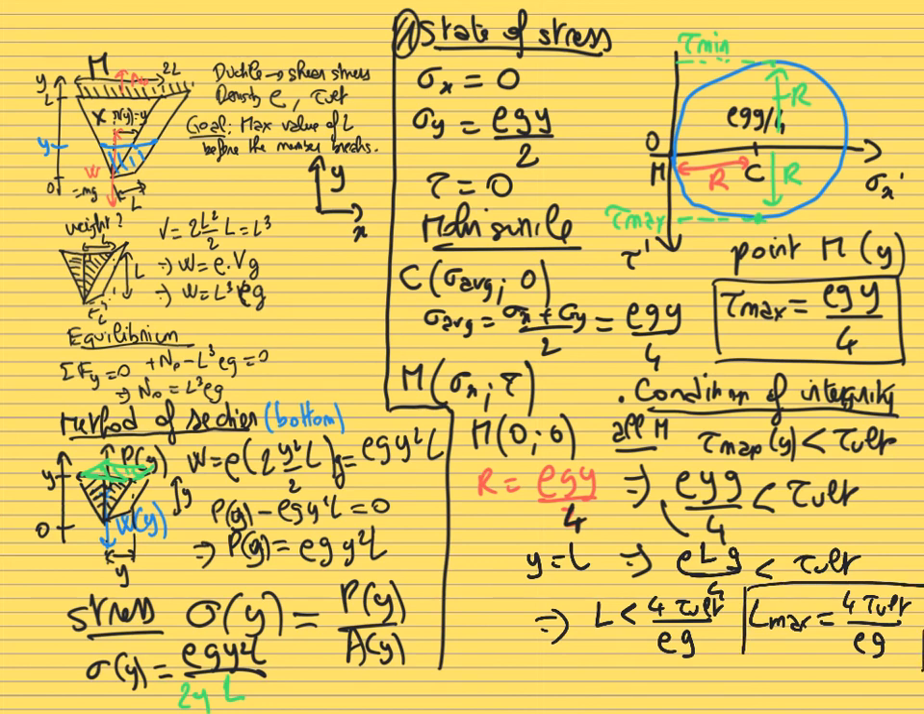So if the length of the member is smaller than this critical value, then the material will have a weight that is not intense enough to break the material. But if the length becomes larger than this value, then there will be enough stress accumulating due to the large weight that it's going to exceed the ultimate shear stress of this material, and the material is going to break at the very top at y equal L, which is the point at which the stress is maximum.